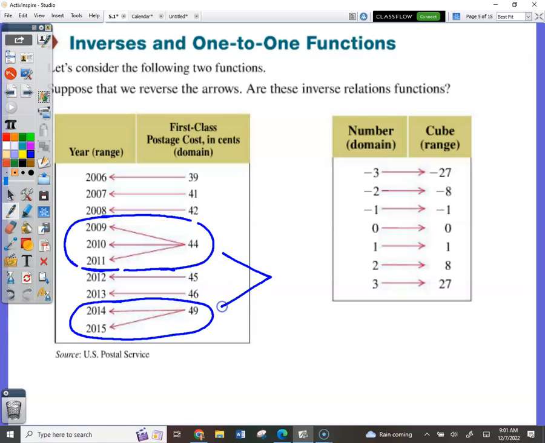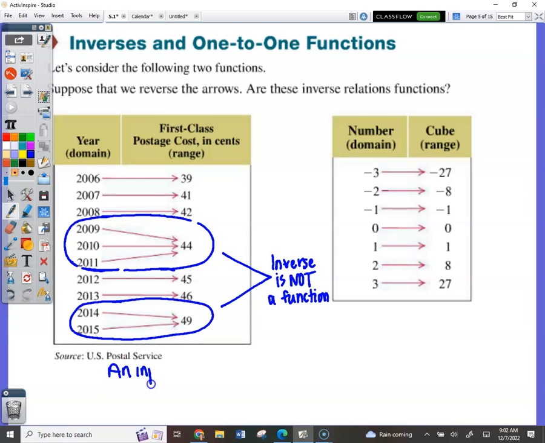So the question here is, if I was to take the original and reverse the arrows, then that means I'm looking at its inverse. And the question is, is the inverse a function? And we would say the inverse is not a function. And the reason why is because an input can only have exactly one output.